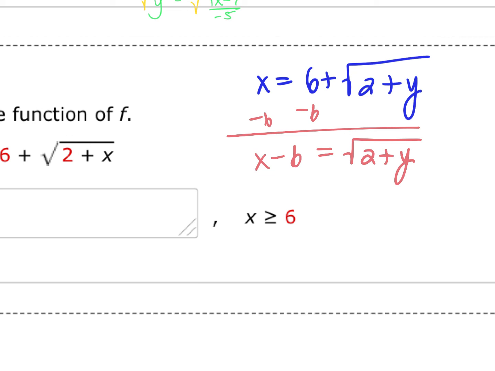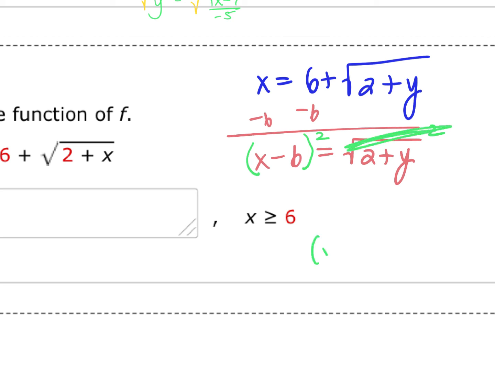I have to square both sides. Now, when I square both sides, what happens with x minus 6? The entire expression is squared. It's not just the 6 that is squared. I don't put the squared on just the x and the 6. It's the entire expression, x minus 6, squared. Everybody see that? All right, so this cancels out.